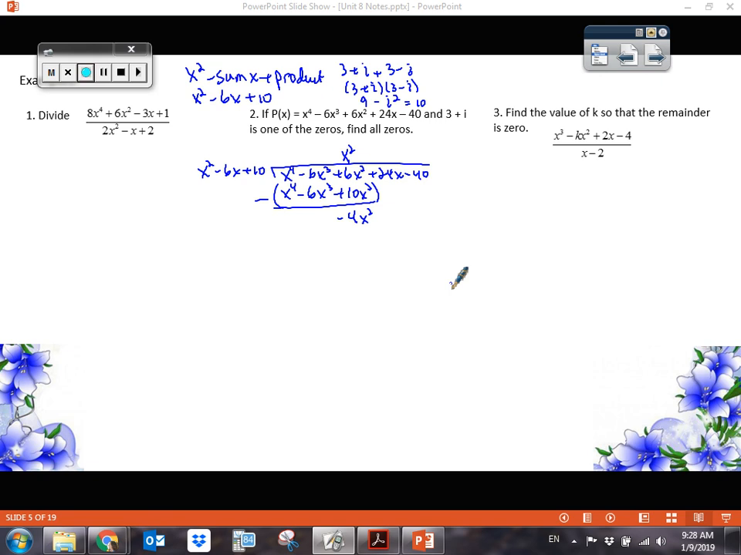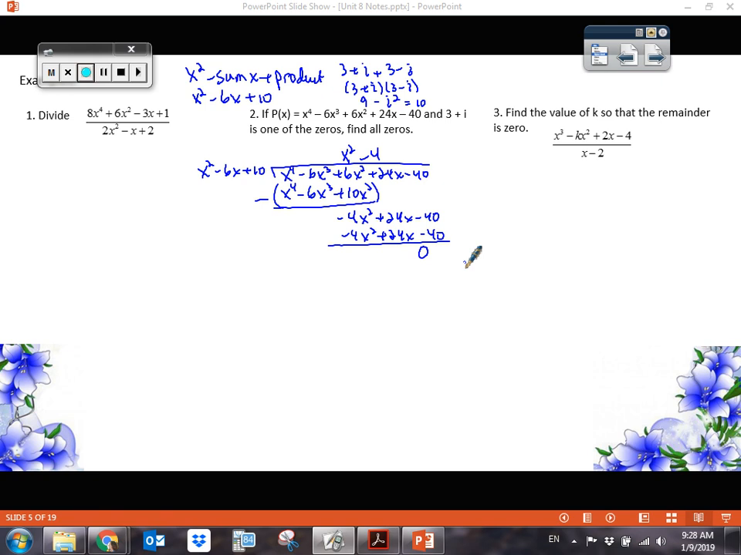Now I'm actually going to bring down the next two terms, because I have 3 terms here, and I would really need 3 terms here. So let's bring those down, plus 24x minus 40. Okay, so let's divide again. What would I multiply x squared by to get -4x squared? -4. So -4 times x squared is -4x squared. -4 times -6 is a positive 24x. -4 times 10 is -40. Fantastic. We did not make a mistake.